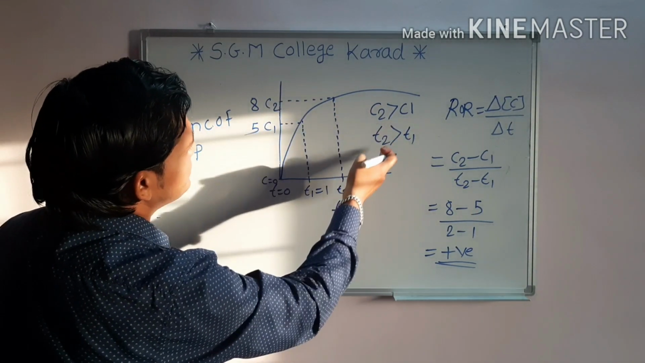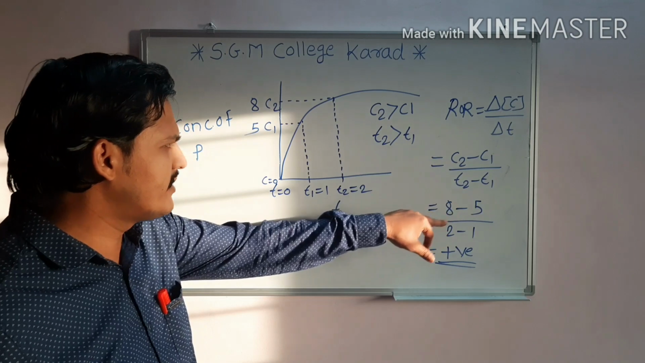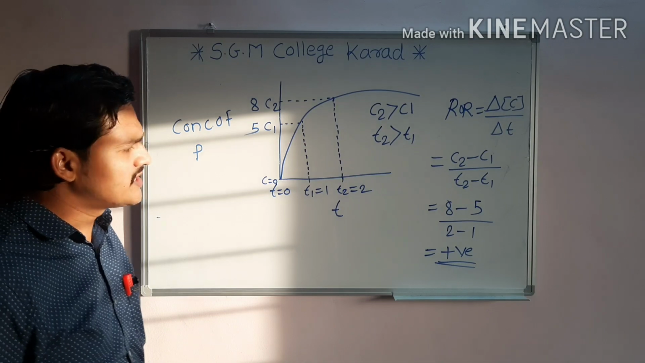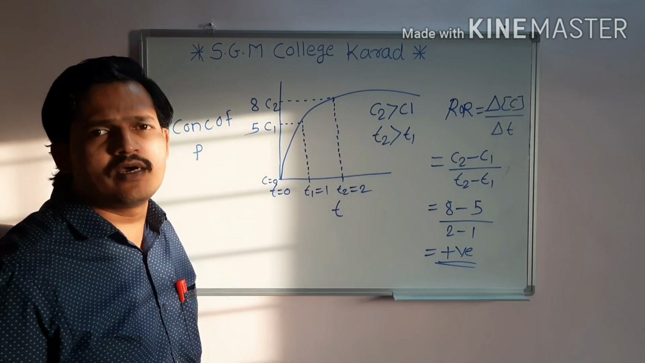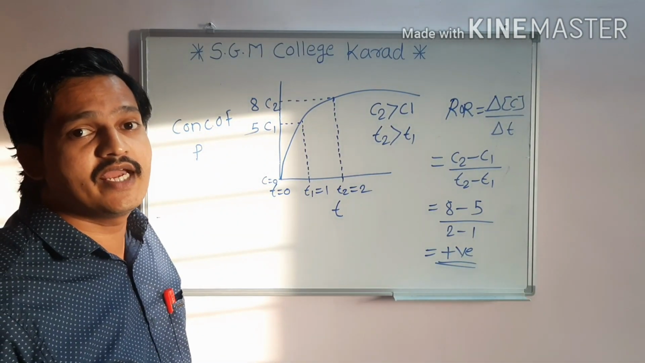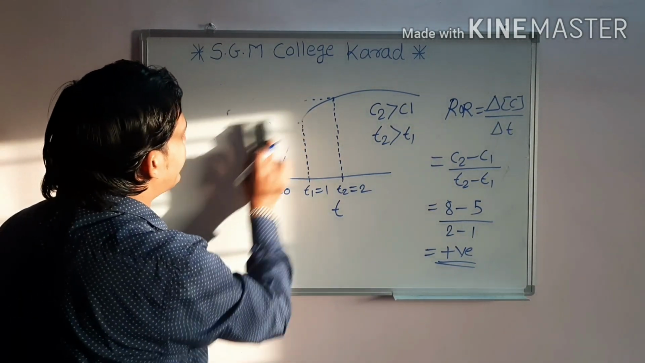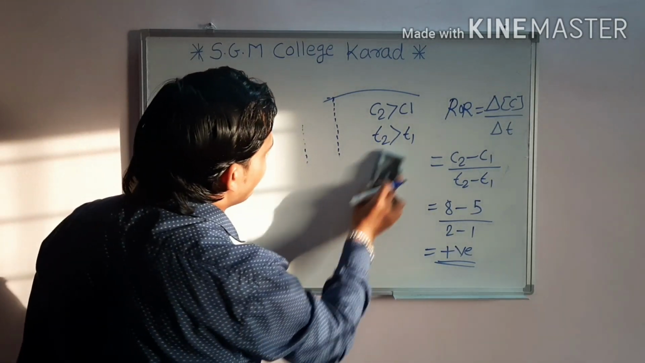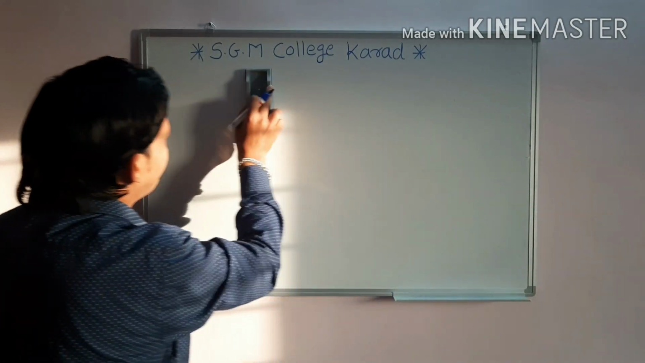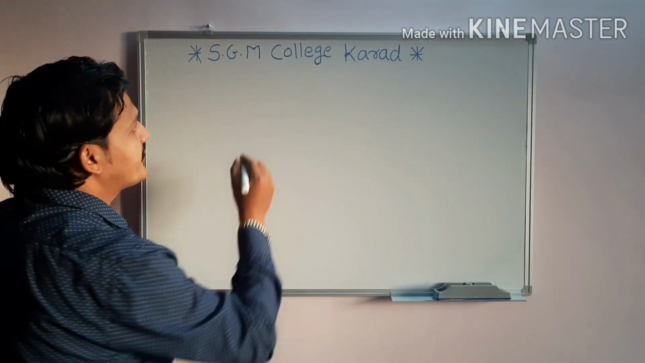Okay. Then C2 is greater than C1, and T2 is always greater than T1. Rate of reaction is given by C2 minus C1 divided by T2 minus T1. The answer must be in positive figures. So that's why the positive sign must be added to the product side and the negative sign must be added to the reactant side. Okay, now I am taking one more example to understand how to properly write the rate of chemical reaction and the average rate of reaction.